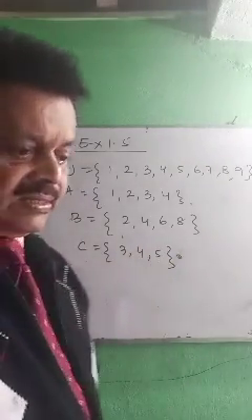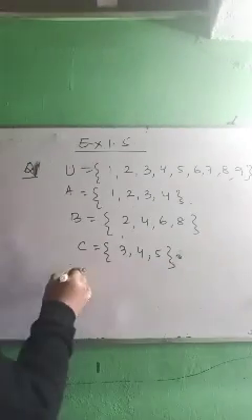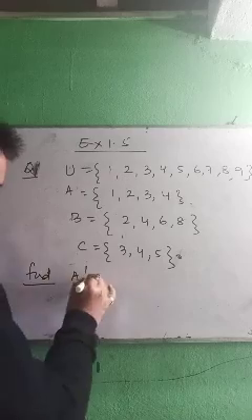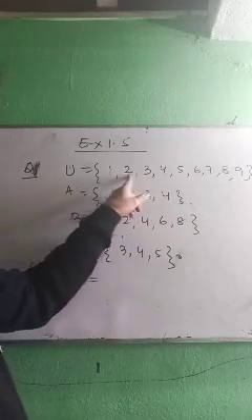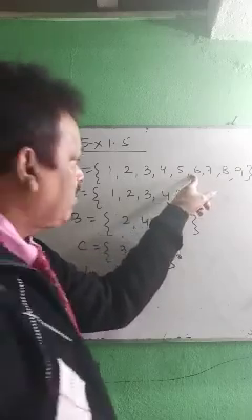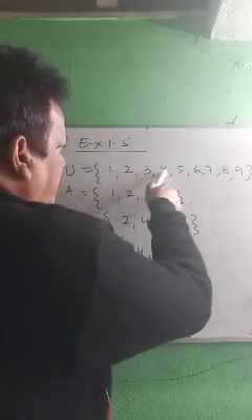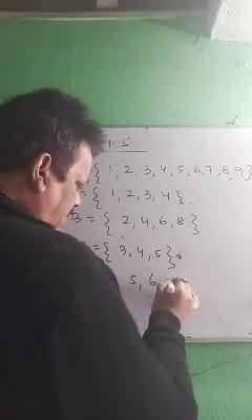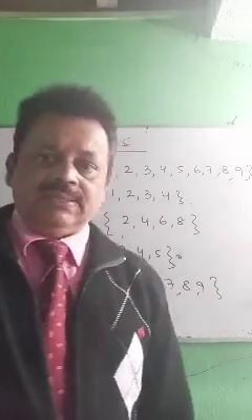So our question is find A complement. A complement means these elements you remove from U. How much you will get? Now 1, 2, 3, 4 you are removing. 5, 6, 7, 8, 9. I hope this is clear.